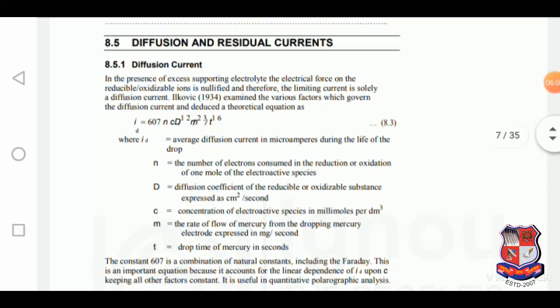Diffusion and residual currents. In the presence of excess supporting electrolyte, the electrical force on the reducible or oxidizable ions is nullified, and therefore the limiting current is solely a diffusion current.